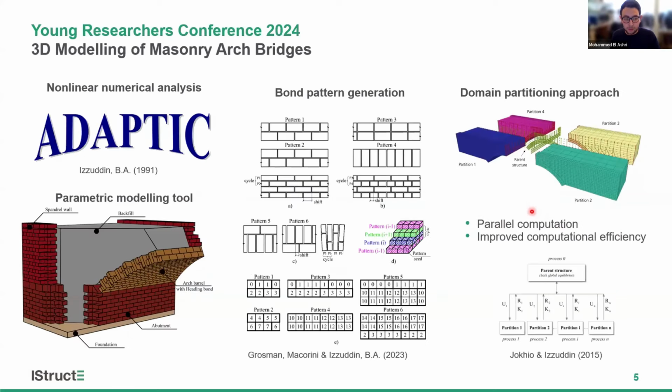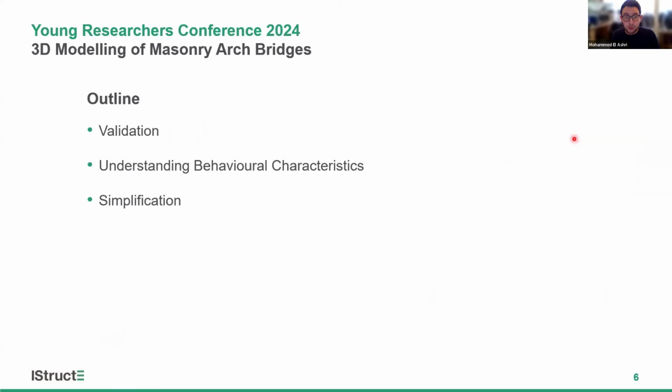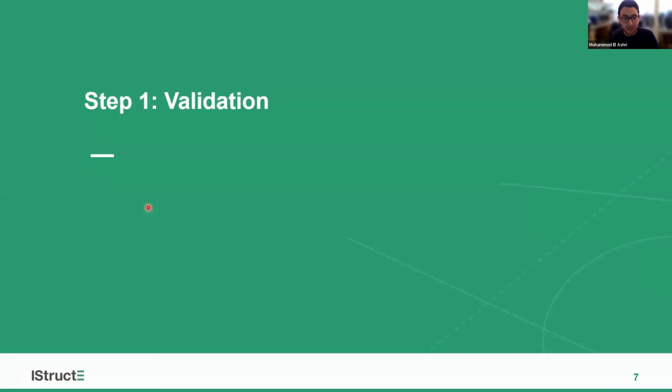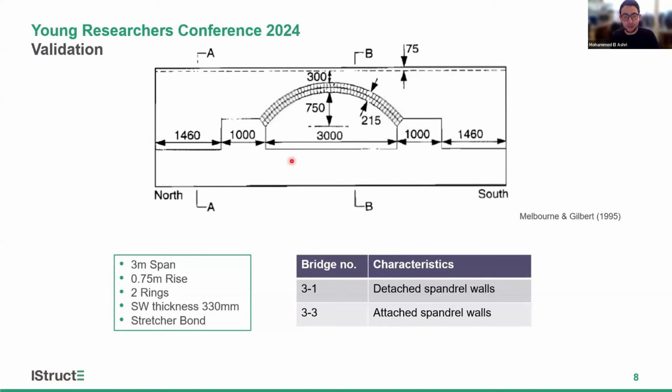All of this is implemented within a nonlinear program called Adaptic, which is an in-house finite element program, along with a parametric modeling tool to generate different bond patterns. To improve the computational efficiency of these large models, a domain partitioning approach is considered. The presentation is going to go through validation and understanding some behavioral characteristics of masonry arch bridges, and then some simplified modeling. Starting with validation, the tests performed at Bolton Institute are considered.